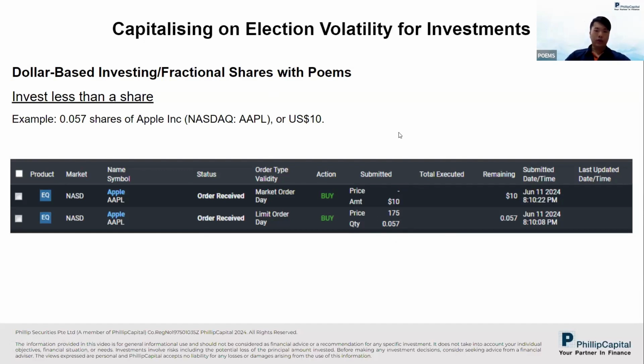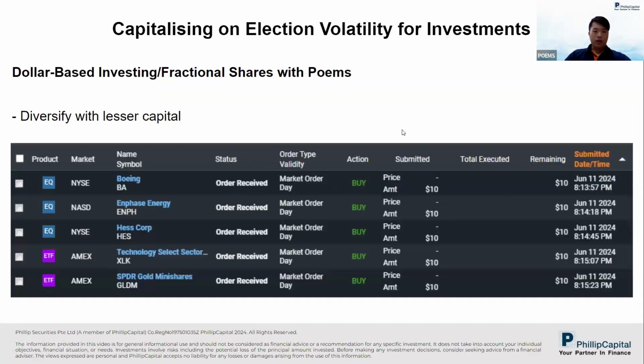It's affordable. Then the next thing is diversifying with lesser capital. That will solve the second problem. You realize here I input $10, in USD, by the way, at market, so you are able to buy five or even 10 different counters, depending on how much capital you have.